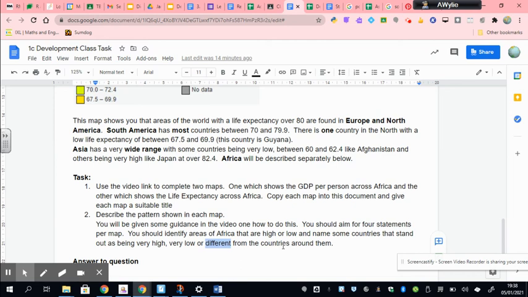So when you're describing, give actual amounts. So if you're talking about the GDP, give me some wealth amounts in dollars. If you're talking about the life expectancy, talk about the ages that people are living to in different parts of Africa. Okay? And that's going to be marked to show you how well you've understood the idea of describing a pattern from a map. Good luck.